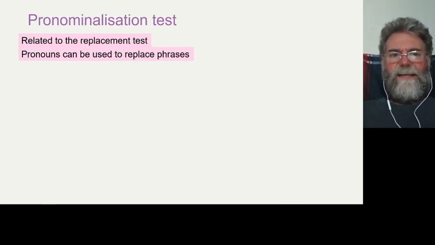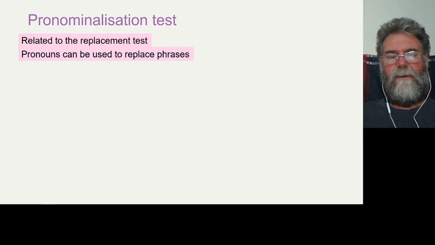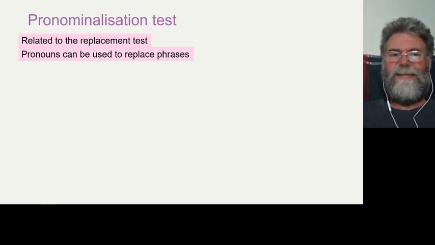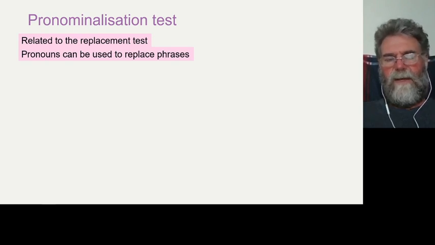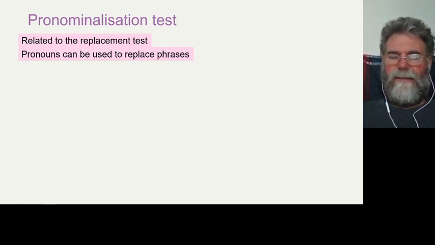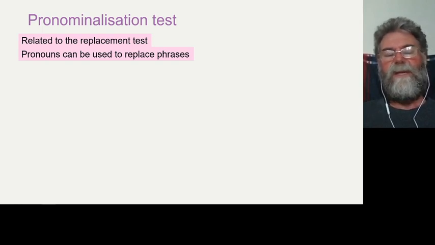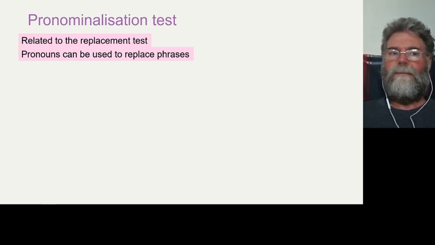Then we have a pronominalization test. This, again, is very much related to the replacement test, because what we're doing with this test is replacing certain parts or certain constituents in a sentence with particular elements. These things go by the name of pronouns, and pronouns are often used to replace phrases. This is more informative than just simply replacing one constituent with another, because generally speaking, a pronoun can be given the same kind of meaning that the thing we replace it with has.